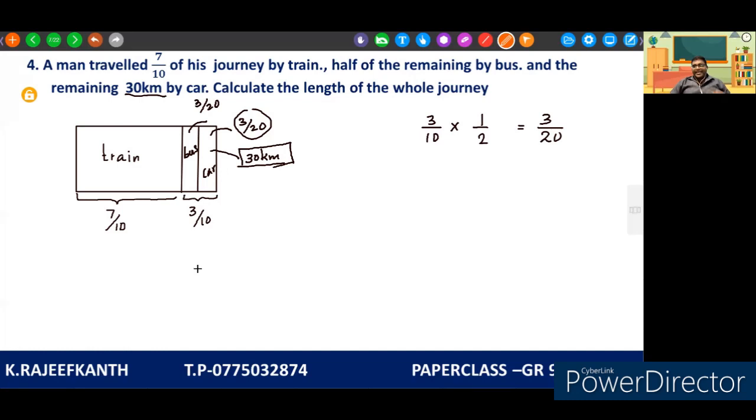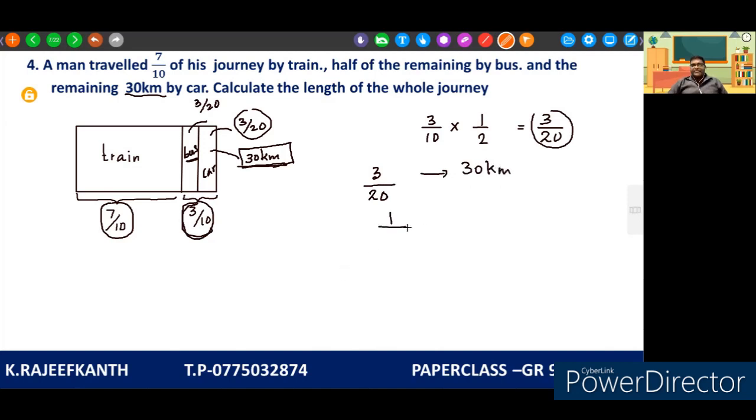Right. Here again I will explain it. A man traveled 7 over 10 of his journey by train. Here I mark this 7 over 10. Then the balance is 3 over 10. Half of the remaining by bus. The remaining is 3 over 10. Then we found the half of 3 over 10, that is 3 over 20. So here he traveled by bus 3 over 20. Then the remaining portion is also 3 over 20. And the remaining 30 kilometers by car. Here this is the remaining 3 over 20. The distance is 30 kilometers. Now we got that the 3 over 20 portion is equal to 30 kilometers.